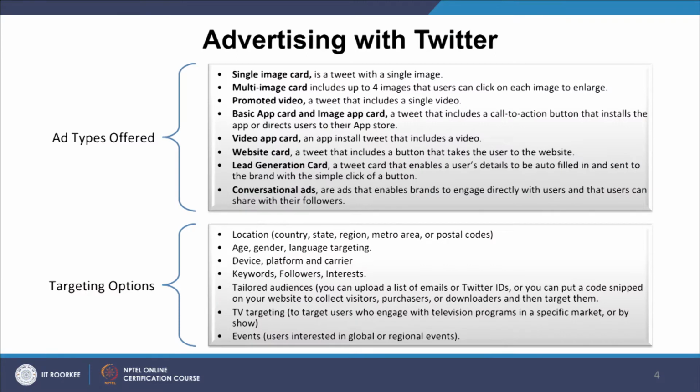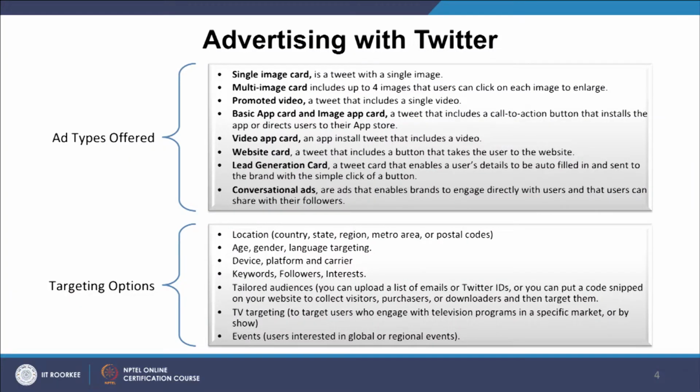Advertising with Twitter is related to single image cards, multiple image cards, and this is quite self explanatory, but just to give you a glimpse: single image cards are a tweet with a single image, and multiple image cards include 4 images that users can click on to enlarge. Promoted video is a tweet that includes a single video. Basic app card and image card is a tweet that includes a call to action button that installs the app or directs users to their app store. Video app card is an app install tweet that includes a video, and website card is a tweet that includes a button that takes the user to the website.